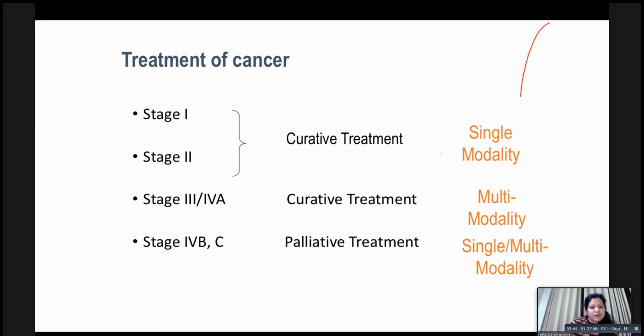Once you have decided the stage, now you have to decide your intent. For early stage tumors 1 and 2, the intent is curative with a single modality treatment. For advanced stages, stage 3 and 4A, the intent is still curative, but we have to use multimodality treatment. For later stages like stage 4B and C, the majority of the time the intent is palliative, and we choose single or multimodality treatment based on the performance status of the patient.